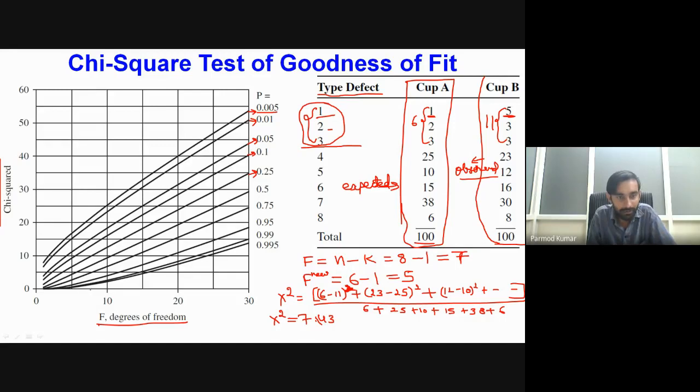So our value of 7 will be somewhere over here. This is my point corresponding to 7.143, and sorry, this should be the number of degrees of freedom. I am marking it wrongly. So the number of degrees of freedom is over here. This is my value of nu, and then the value of chi-square is 7.143. So 7.143 will be somewhere over here.